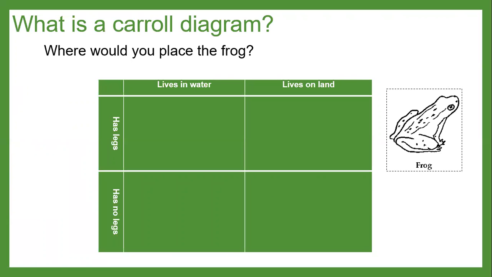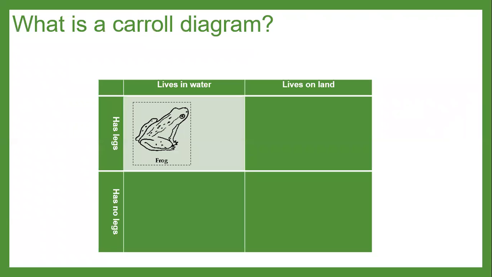Final 5. Okay, a frog would go into this category. It would go here because a frog lives in water and it has legs. Okay? Well done to all of you that got that right.